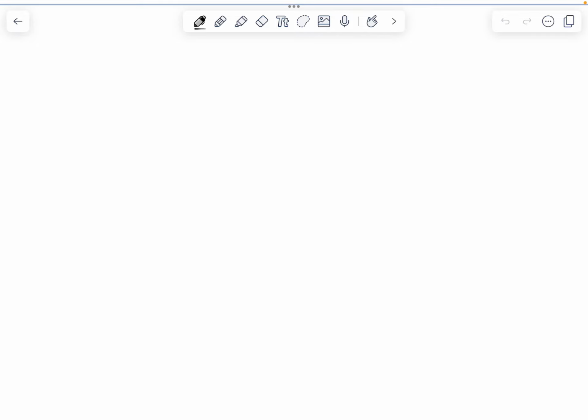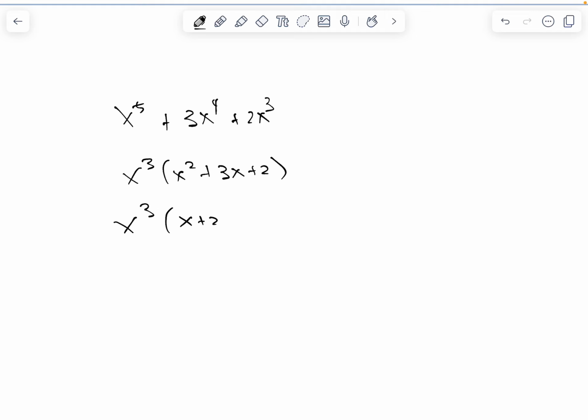So assignment 1.10. All right, question 1. It says factor each polynomial. So we've got x to the 5th plus 3x to the 4th plus 2x to the 3rd. And to factor this, let's take out a common factor. The common factor is x to the 3rd. And so now we have x squared plus 3x plus 2, and we can continue to factor that as (x plus 2)(x plus 1). So now, how do we graph this?